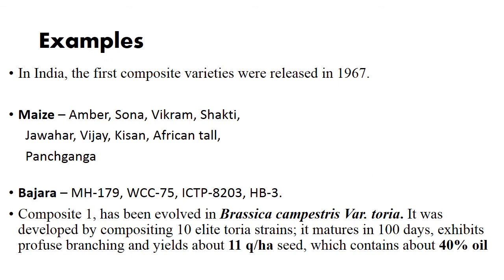Example in maize, Ambar, Sona, Vikram, Shanti, Jawahar, Shakti, Vijay, Kisan, African Tall, Panchganga. In Bajra, MH179, WCC 75, HB3. Composite 1 has been evolved in Brassica campestris variety Toria. It was developed by compositing 10 elite Toria strains. It matures in 100 days, exhibits profuse branching and yields about 11 quintals per hectare of seed, which contains about 40% oil.